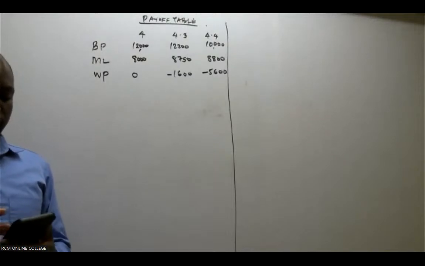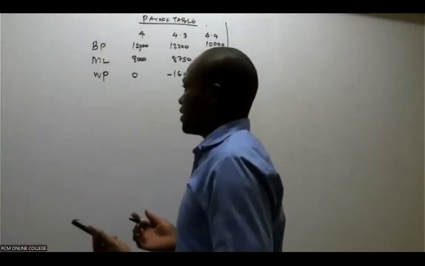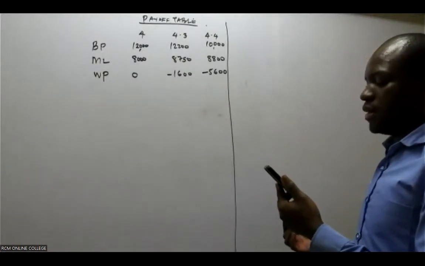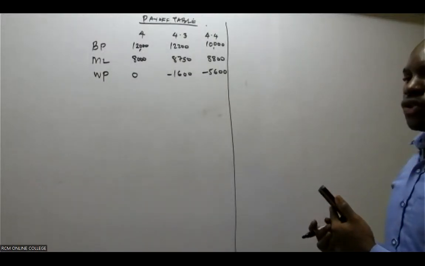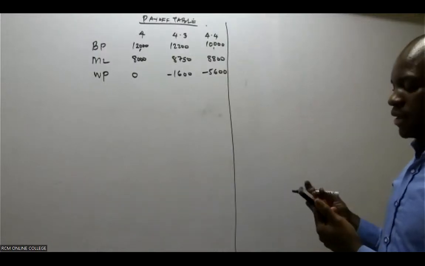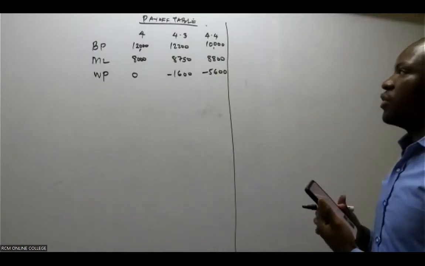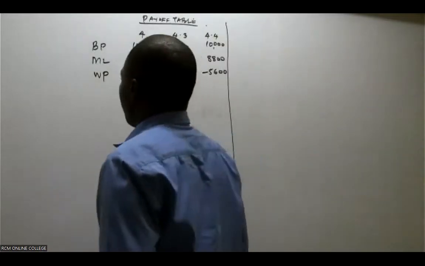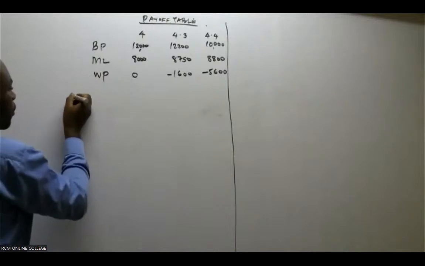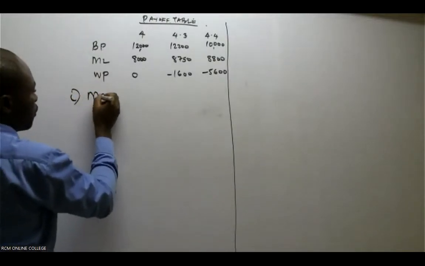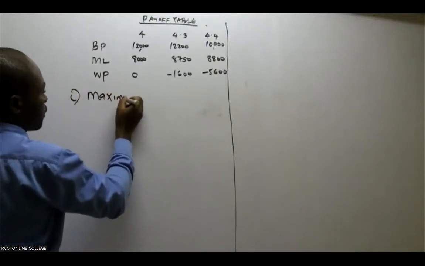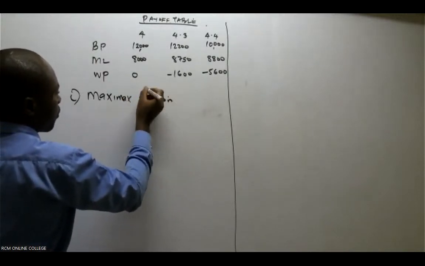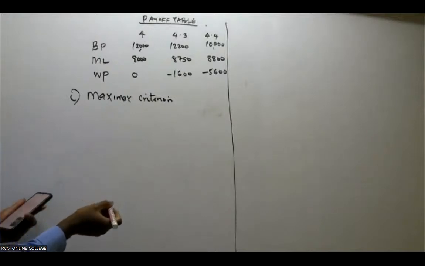Now, the decision-making criteria number 1, we have maximax. We need to come up with what we call maximax decision rule. So the maximax decision rule, we are going to maximize the maximum figures. So advise these people, maximize the maximum figures. So Roman 1, maximax criterion. Maximax criterion here, which one are we going to use?